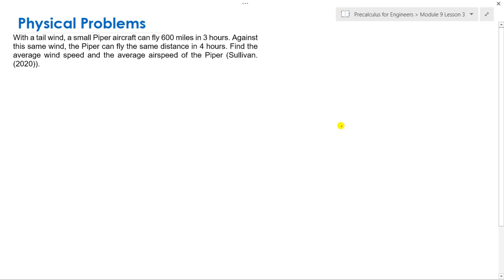Okay na. So siguro familiar naman ng mga velocity, that is distance over time. So here we have a sample physical problems nga nag-involve siya og kung ato na siya i-interpret, maka-derive ta og simultaneous equations. So here, ingon da diri, with a tailwind, a small Piper aircraft can fly 600 miles in 3 hours. Okay? So ipasabot aning tailwind.